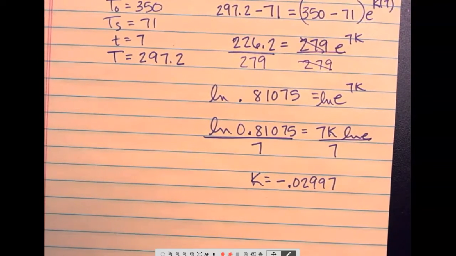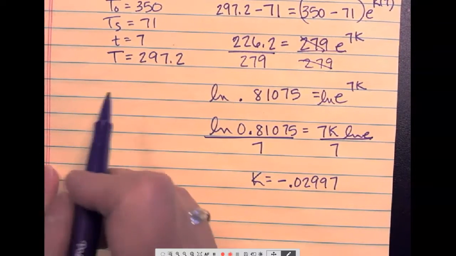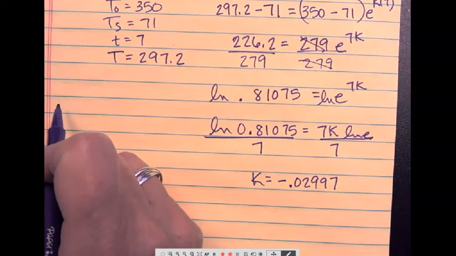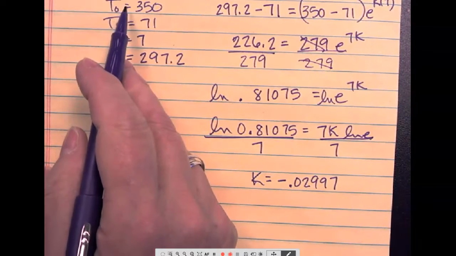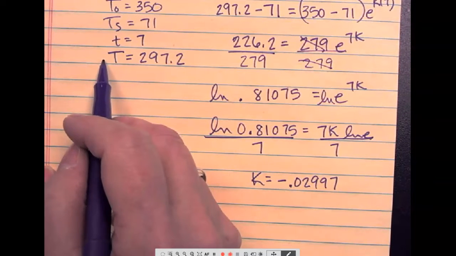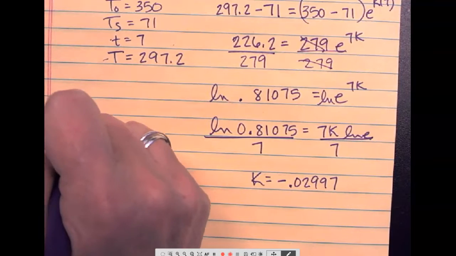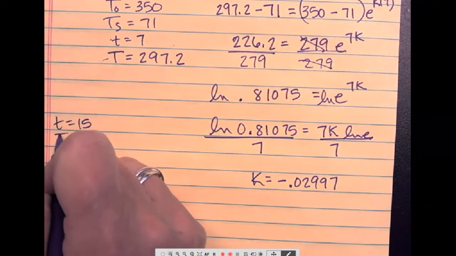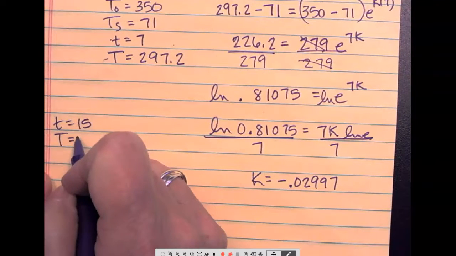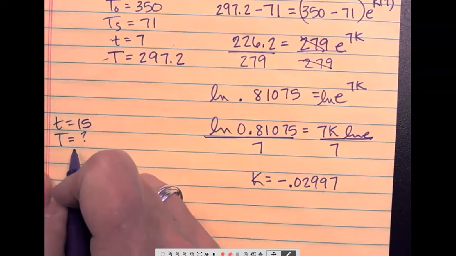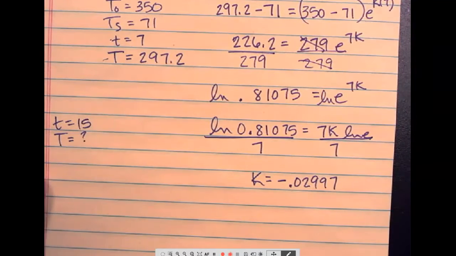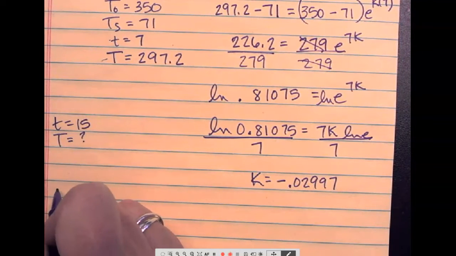Okay, so now we have that rate of cooling, that coefficient of cooling. But the question is, what is the temperature after 15 minutes out of the oven? Okay, so initial doesn't change. Final is what we're looking for. Time will be 15. So new problem, time is 15. Final is unknown, all the rest is the same. Okay, so let's set up our equation.